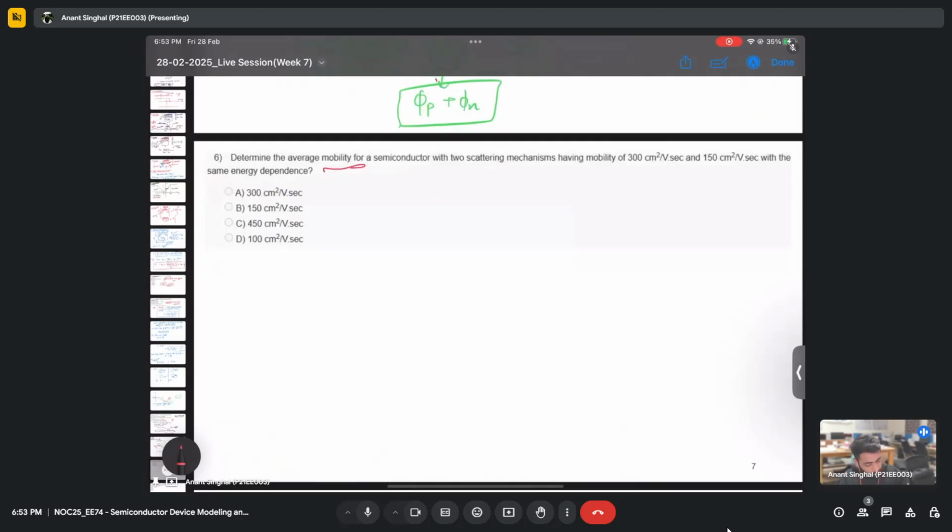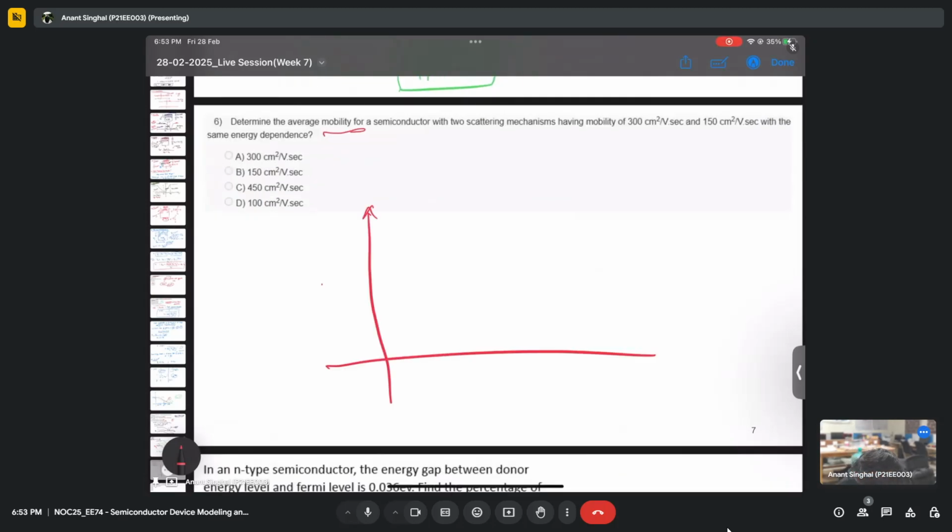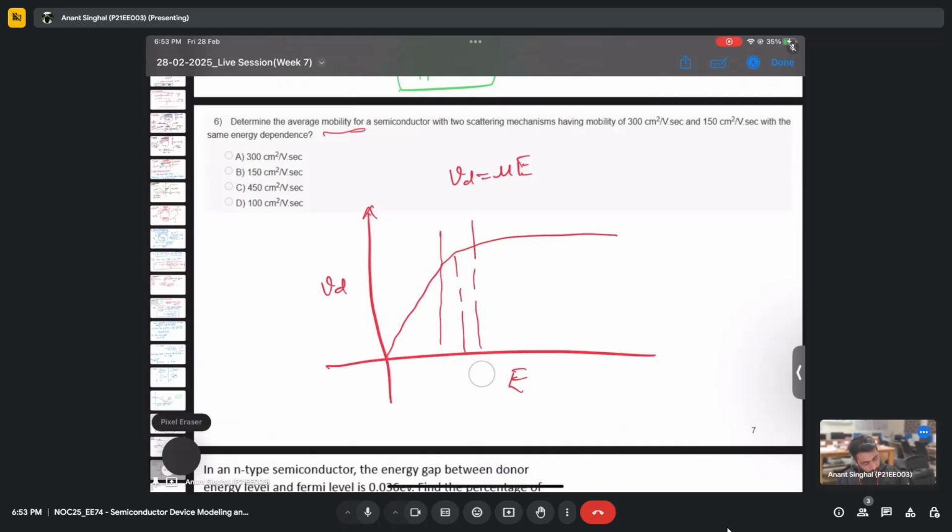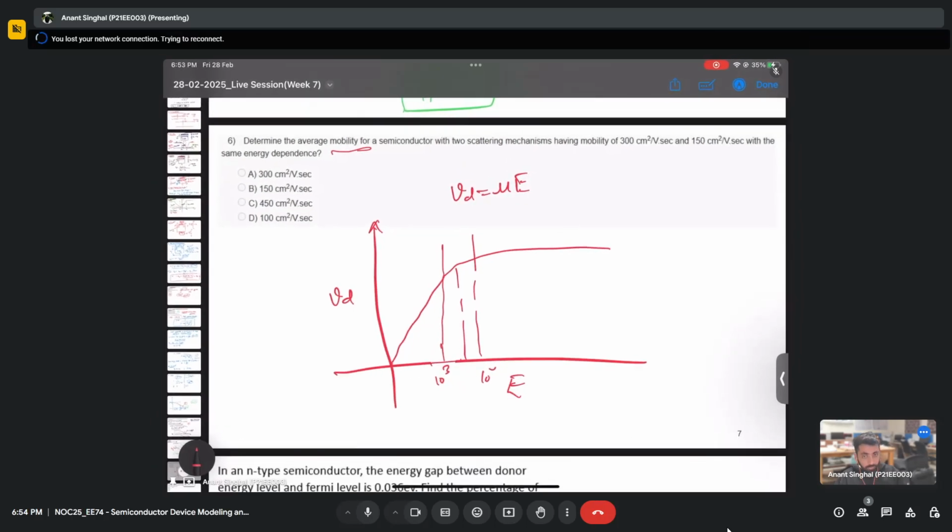We did discuss this plot, if you remember, VD versus E. So this is the VD equals mu E plot. What happens after the critical field? The velocity saturates to the thermal velocity, right? This is, let's say, the sublinear region. I'm just randomly taking some values. This is the linear part where VD equals mu E is followed, where mobility is constant. This is the saturation part where the velocity remains equal to that of V sat.